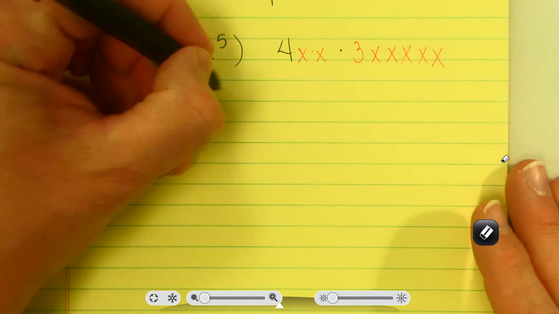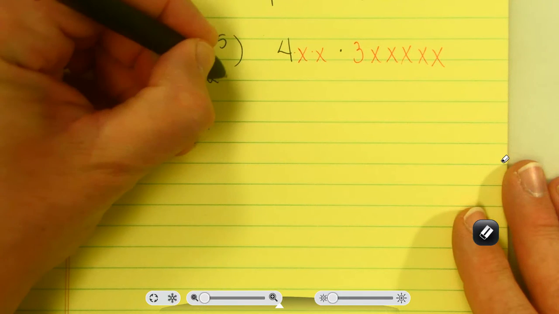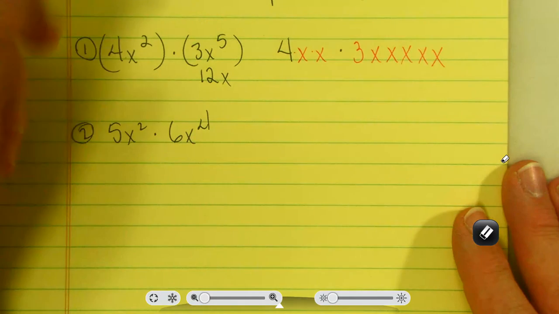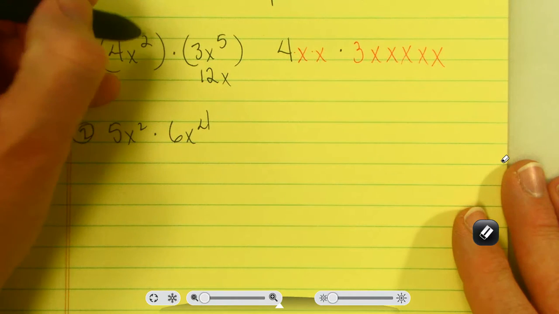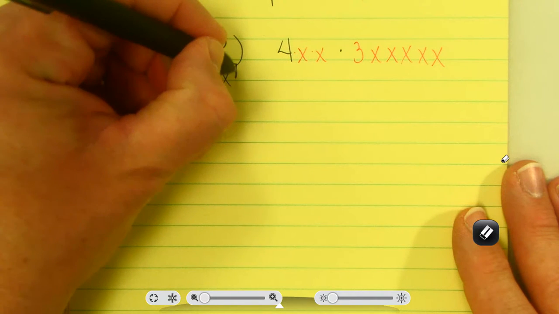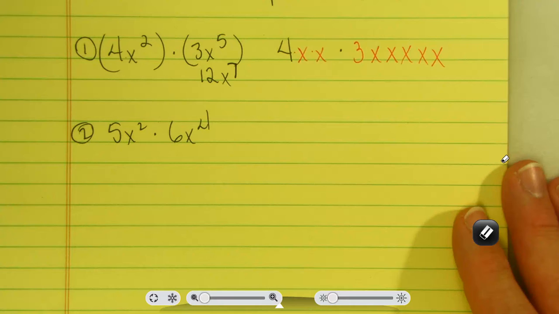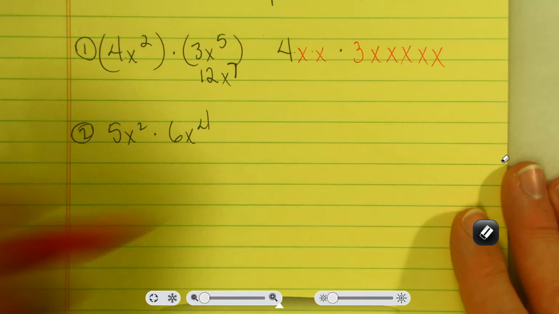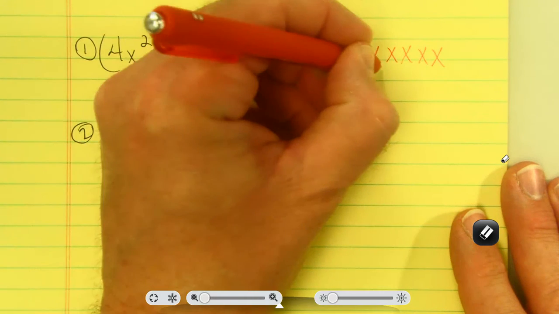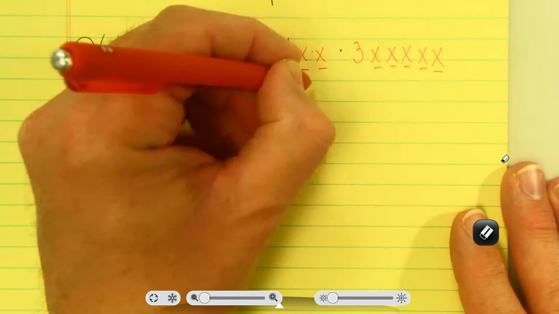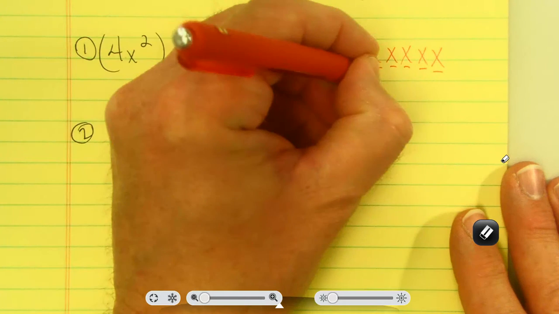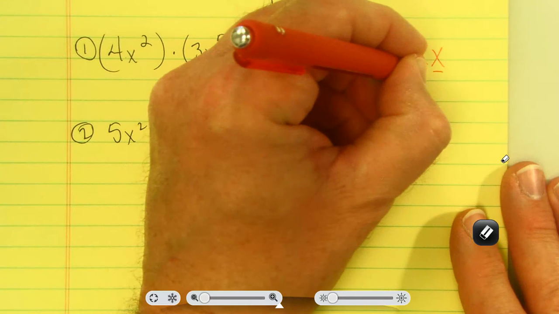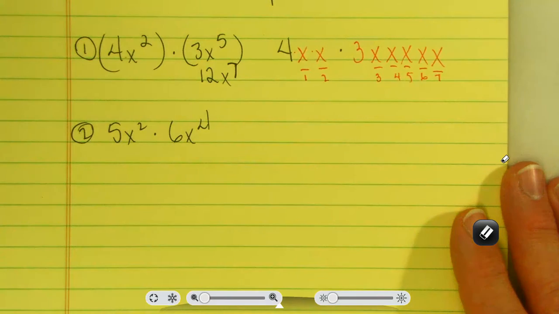Now, the product rule says, you don't have to write all that out. 3 times 4 I know is 12. And then these both have a base of x, so I'm going to add their exponents. 5 plus 2 is 7. It works because there's 1, 2, 3, 4, 5, 6, 7 x's that I've multiplied by definition here. So it's kind of a shortcut way to handle multiplying monomials.